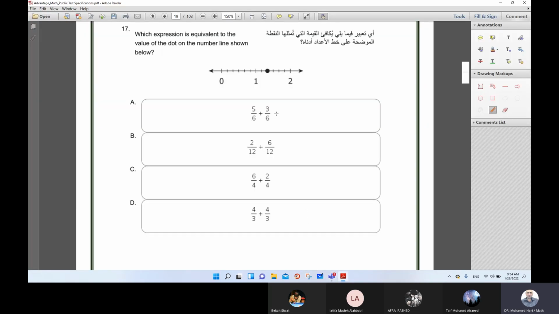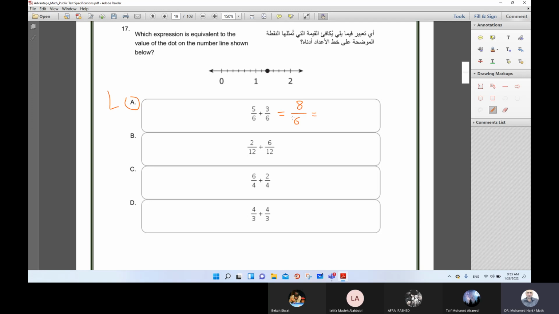So as you see here, we want to add to find the value. Here we have the same denominator, so we can add directly. Yes, Mister, maybe the answer A. Number A. What is your name? Latifa. Okay, thank you, Latifa. So here we have the same denominator. 5 plus 3 will be 8.